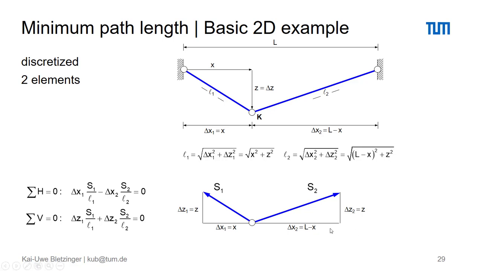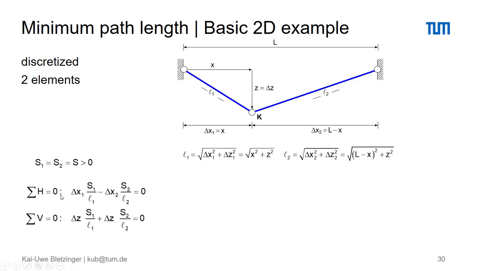Next, we see that the delta Z1 and the delta Z2 are identical to delta Z. We just plug that into here. And then we say, okay, we apply the same force for both elements. S1 is equal to S2 equal to S. We just take away the indices. And that finally are the two equations which we have to solve.